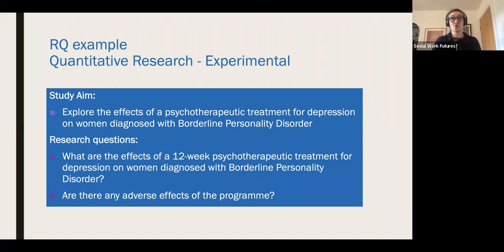So the research question is, what are the effects of a 12-week psychotherapeutic treatment for depression in women diagnosed with borderline personality disorder? And notice here a subsidiary question is around, are there adverse effects, which you would always want to consider. But this question is looking to try to understand a direct relationship between an intervention and a particular set of people, and work out whether this treatment causes improvement.